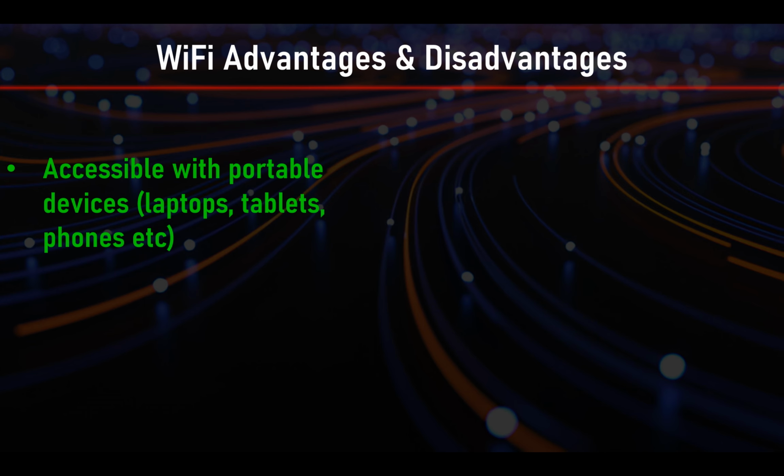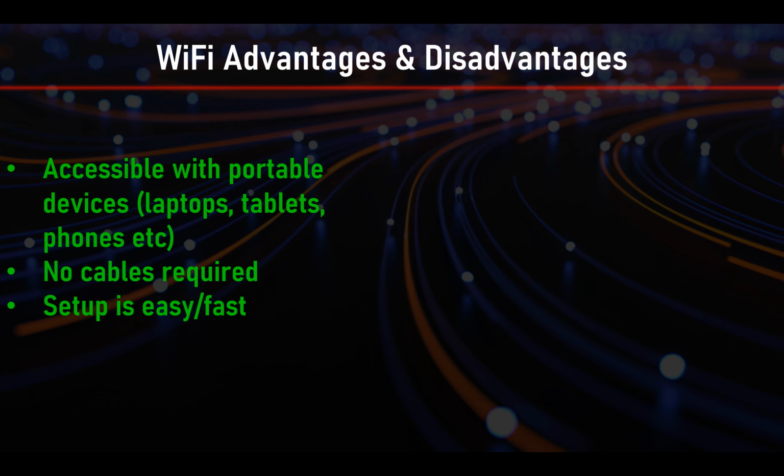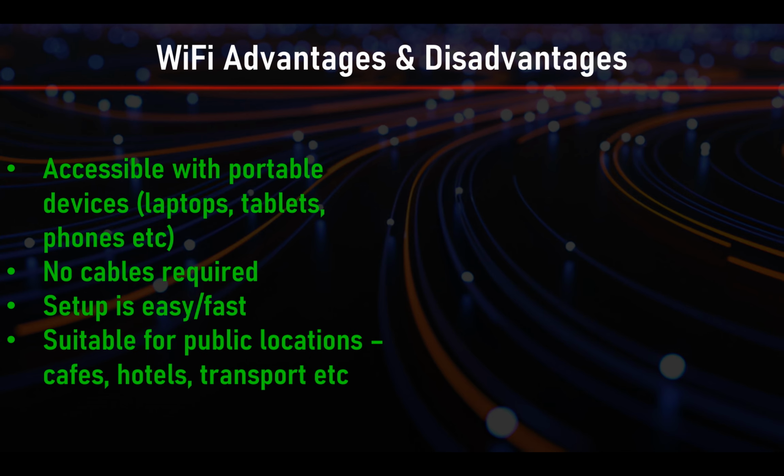Right, so just about advantages, and I guess really this is talking about wireless media generally. It's going to be accessible with portable devices like laptops, tablets, phones. No cables required. If we think of a phone, you don't exactly have an Ethernet port or a twisted pair port on your phone. I guess setup's also easy and fast, and suitable for public locations: cafes, hotels, transport. Again, of course, because you don't need cables. It's not really realistic to have a hotel with hundreds of cables for people in the restaurant.